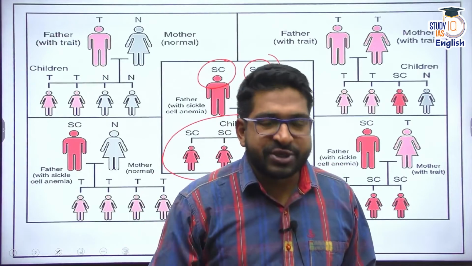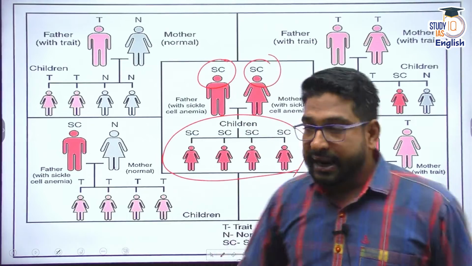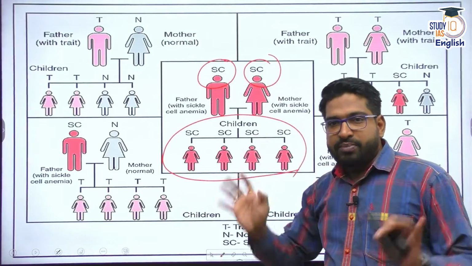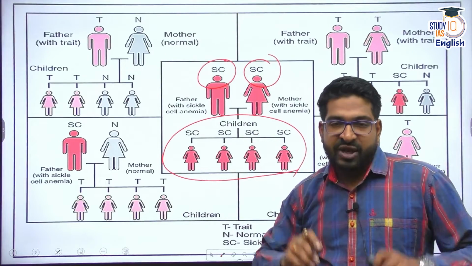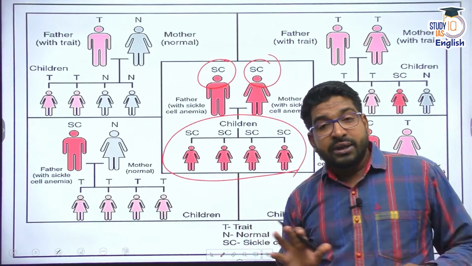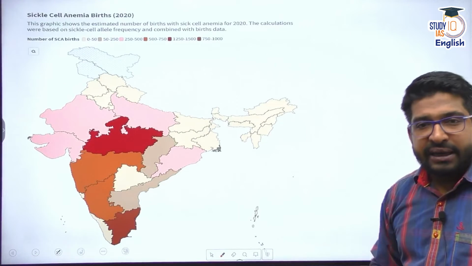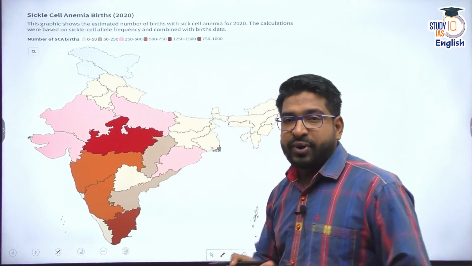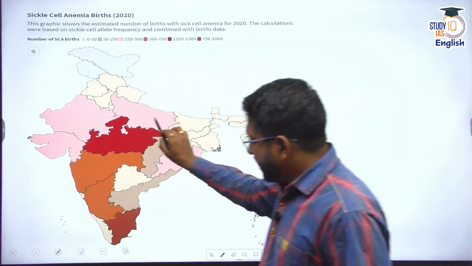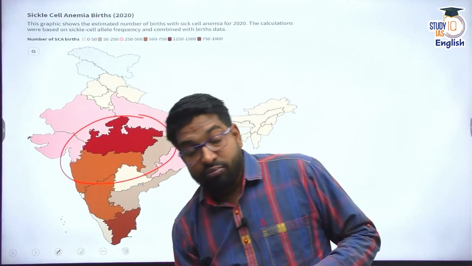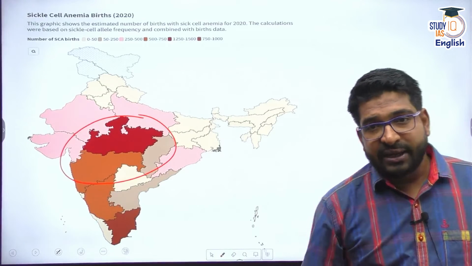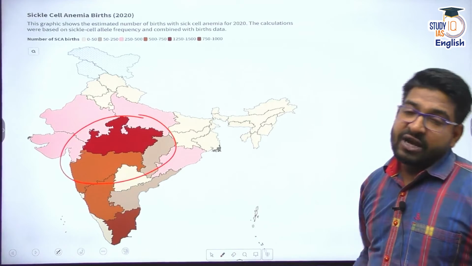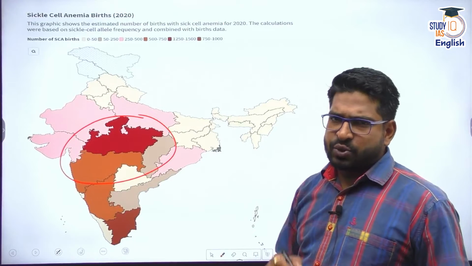But when it comes to sickle cell diseases or thalassemia, it can come either from father or mother. Please remember this very importantly. And as I told you, this is very problematic in the Indian scenario, especially in the tribal areas. According to the 2020 data, many tribals in Madhya Pradesh, Chhattisgarh, and Maharashtra suffer from sickle cell disease. So it's very important for us.